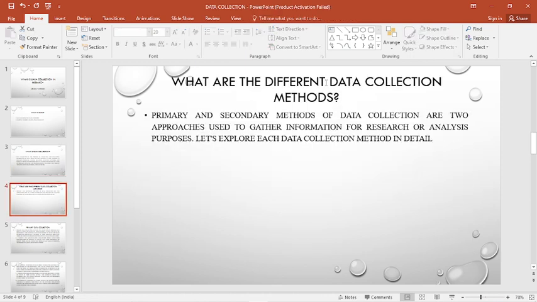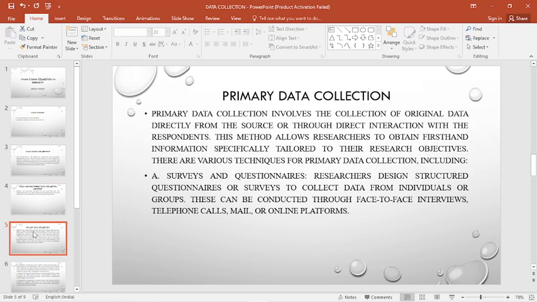Next, what are the different data collection methods? There are collection methods also. First of all, primary and secondary methods of data collection are the two approaches used to gather information for research or analysis purposes. Now we'll see what primary data collection is and what secondary data collection is.